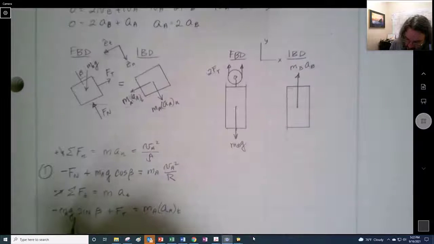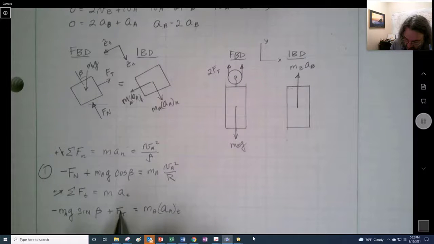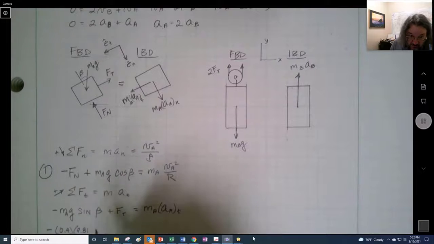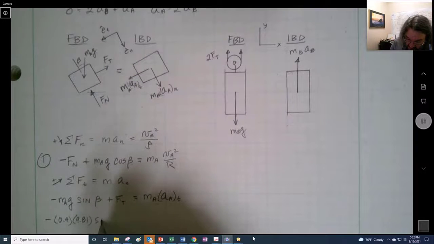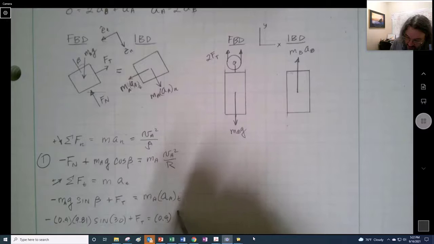All right, so we could put some values in there. The thing is that we don't know this, and we don't know that, right? But we can relate them. So we could go ahead and put numbers into there: 9.81 times the sine of 30 degrees plus F_T is equal to 0.4 times the acceleration of A in the tangential direction.